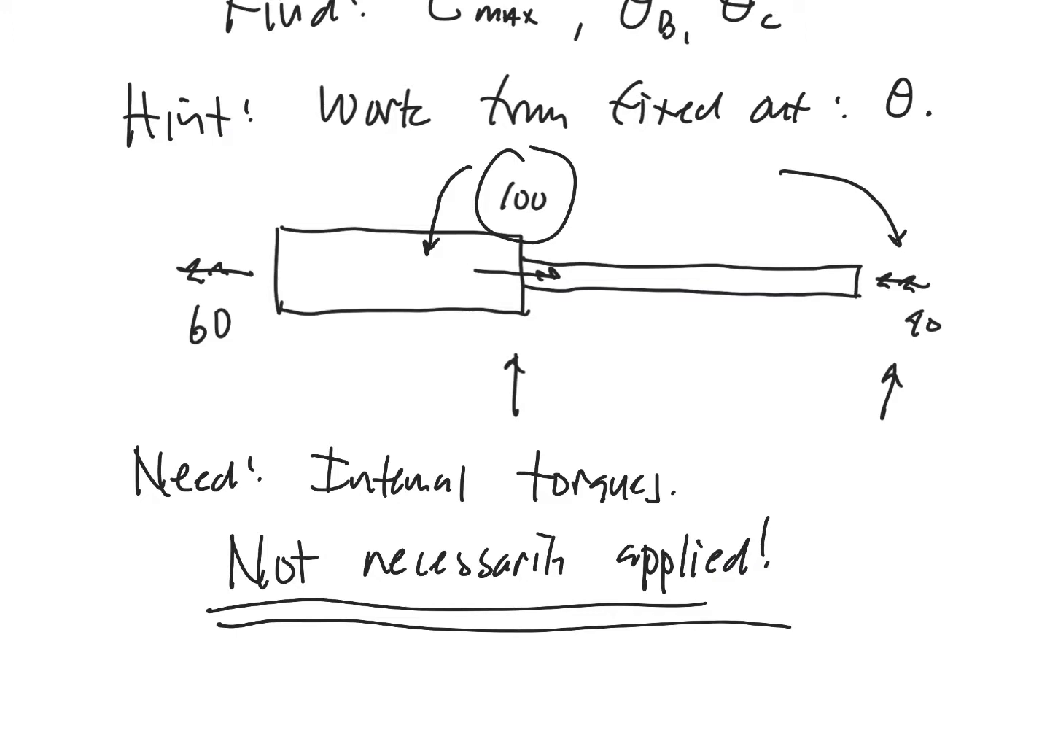So what we're going to do is apply statics. We're going to make a cut here. Let's call that cut number 1, and that'll give us the torque between A and B. Then we're going to make a cut here. That'll be our second one, and that's going to give us the torque between B and C.